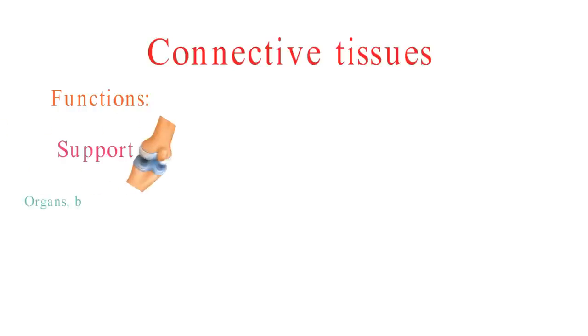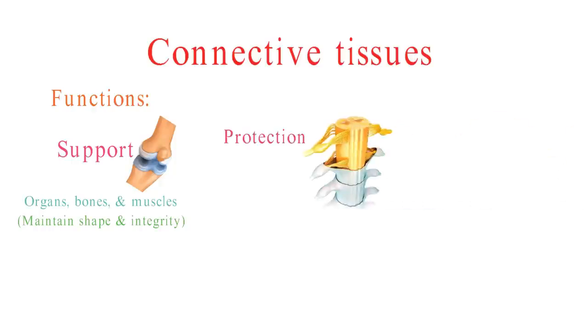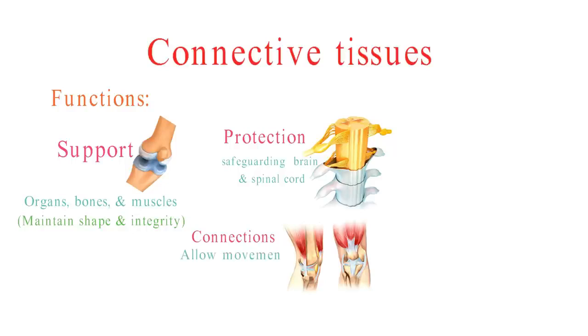Connective tissues serve several vital functions in our bodies. They provide structural support to organs, bones, and muscles, ensuring our bodies maintain their shape and integrity. Connective tissues also offer protection, such as bones safeguarding vital organs like the brain and spinal cord. They facilitate connection by forming tendons and ligaments, allowing for movement and joint stability.